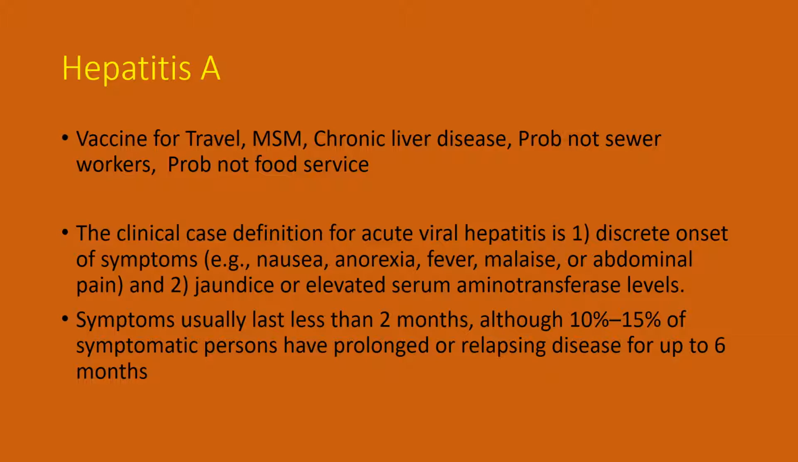Clinical case, obviously, there's usually going to be a specific onset. They're going to have some nausea, some malaise, some fever, anorexia, some belly pain, and they're going to have notable jaundice, and when you check their transaminases, they're going to be markedly elevated. Symptoms usually last a couple of months. I always tell people that you're not going to die from hepatitis A, but you might wish you could, just because you're going to feel pretty sick.